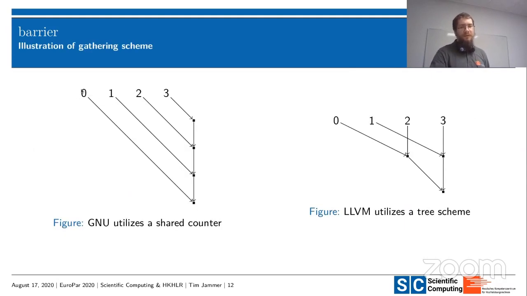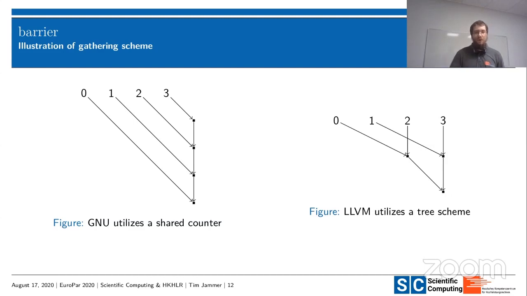The only thing that thread 0 has to do in this case is increment the counter by 1, and then all threads can proceed with the section after the barrier. In contrast, in the LLVM implementation, the final thread that arrives at the barrier has to process the whole tree in order to gather that all other threads have also arrived at the barrier.